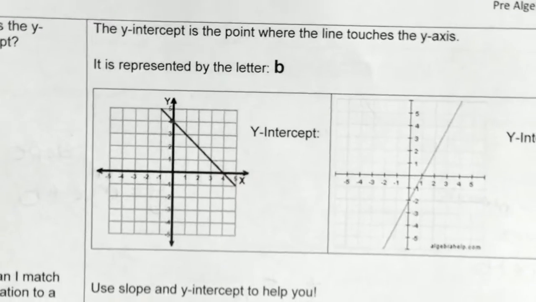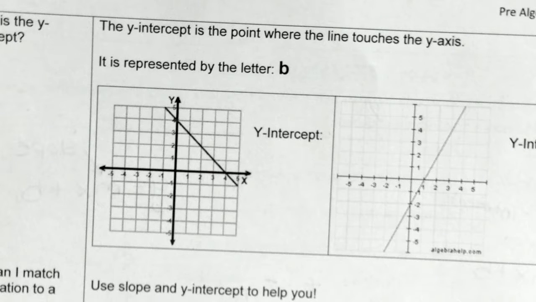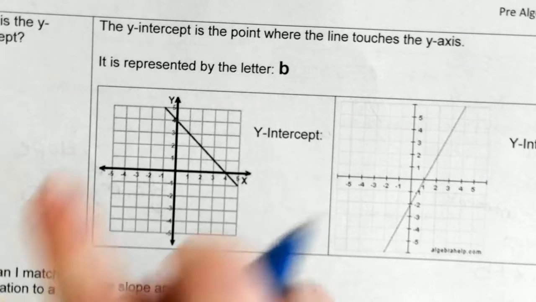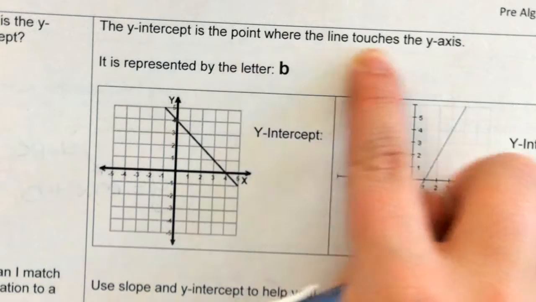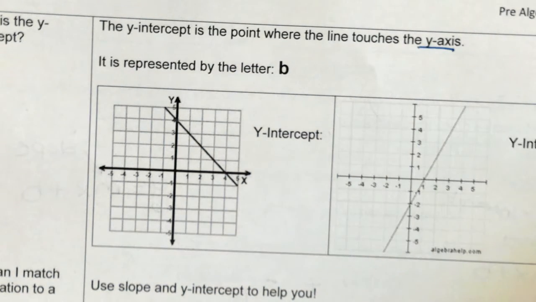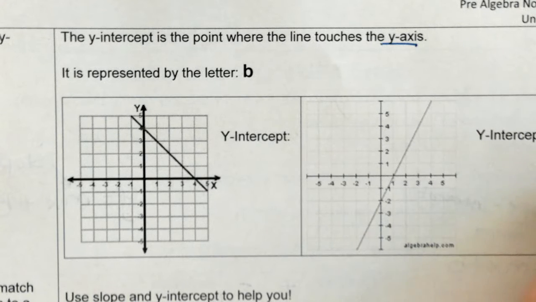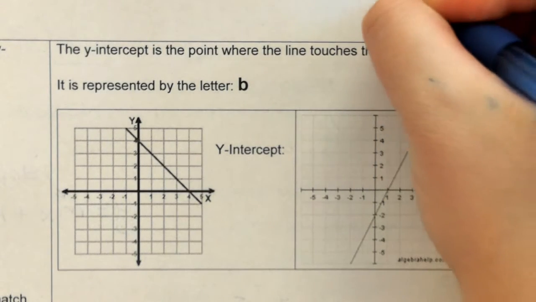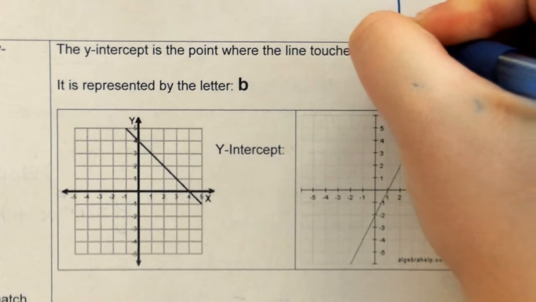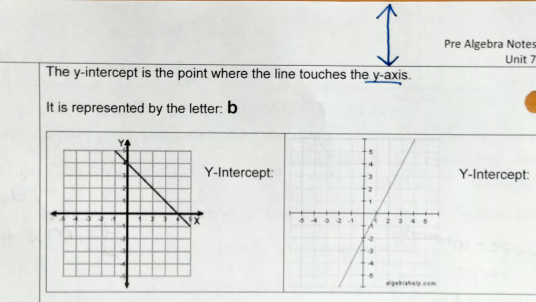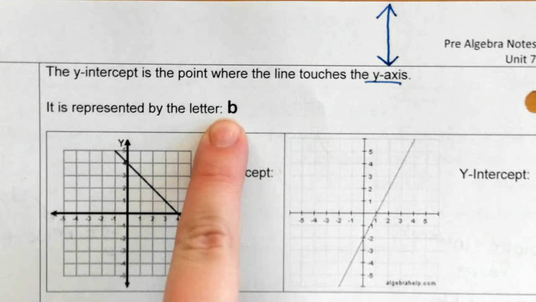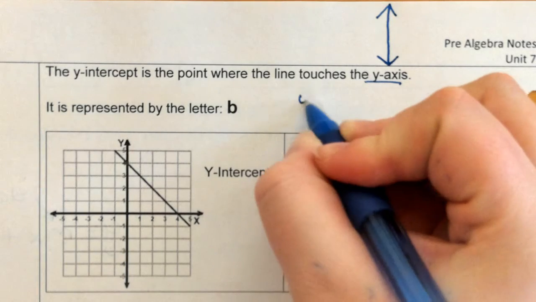On the back, we're going to be looking at y-intercept. So the y-intercept is the point where the line touches the y-axis. If you remember from elementary school, or maybe even 7th grade, the y-axis is the one that goes to the sky, y to the sky. So the y-axis is the one that goes up and down. In our equation, it's represented by the letter b.